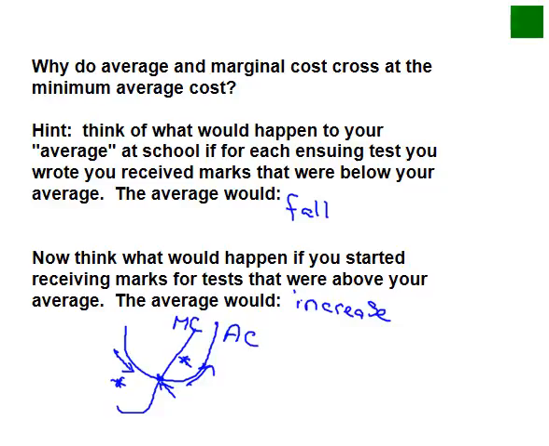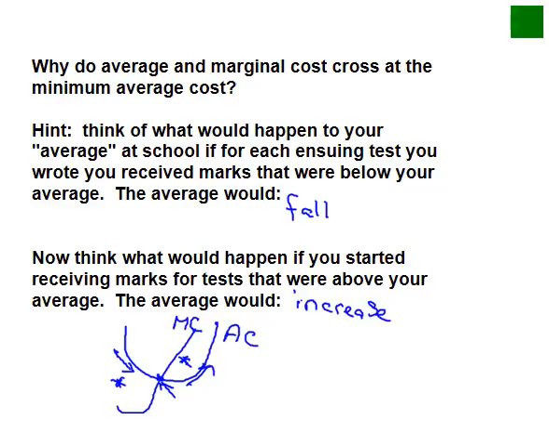So we've been looking at costs of production, but let's look at something that's more familiar, your marks. So we're going to think of the average in this case being the average of your marks at school, and we're going to look at a marginal test, the next test that you write. If you receive marks that were below your average, in this case, your average would, of course, fall. Now think what would happen if you started receiving marks for tests that were above your average. Your average would increase.